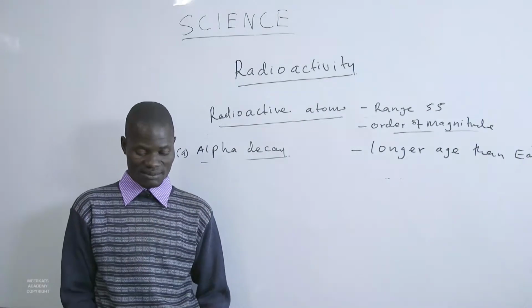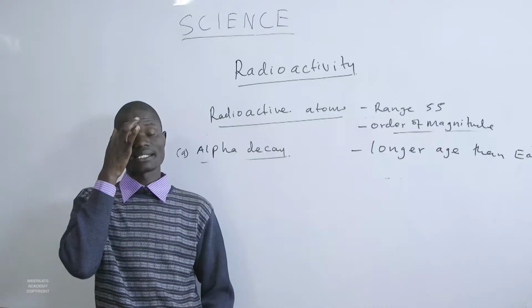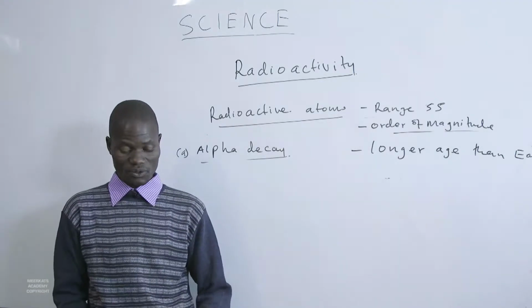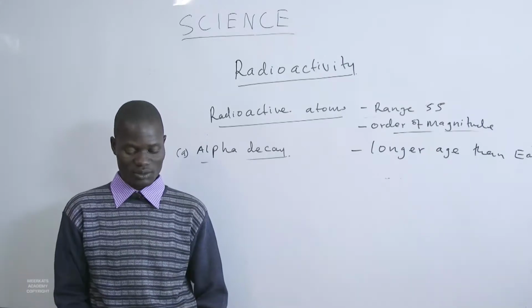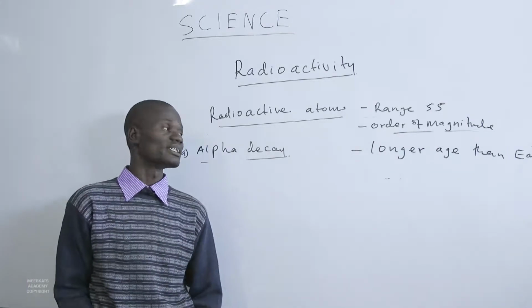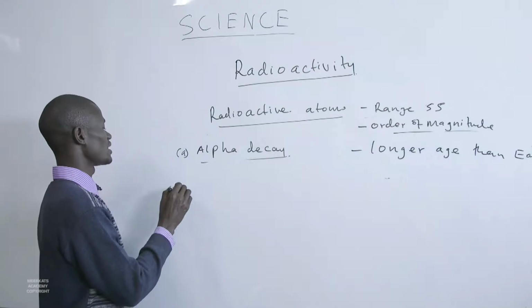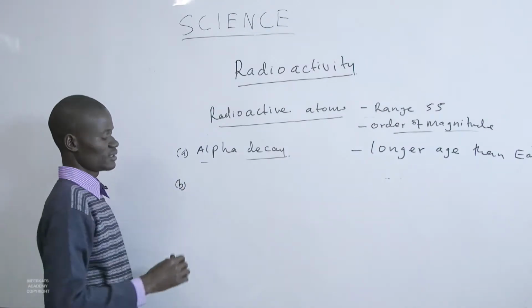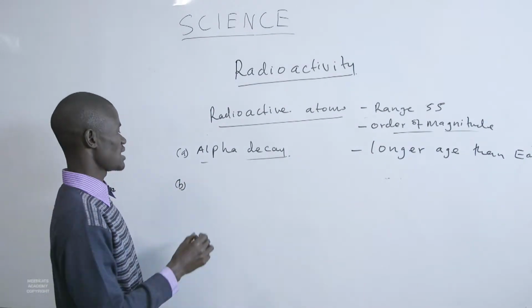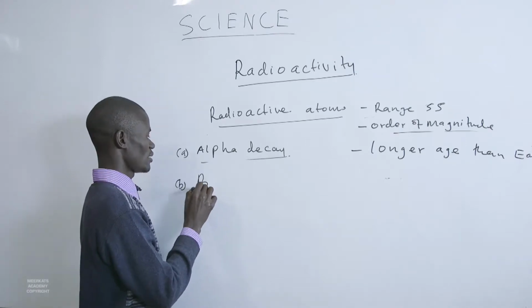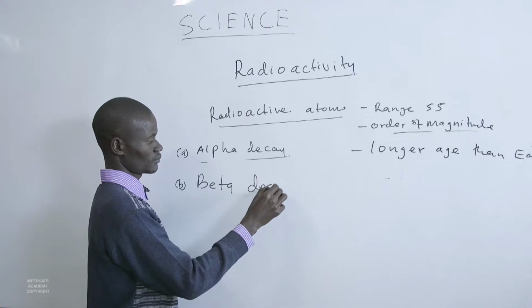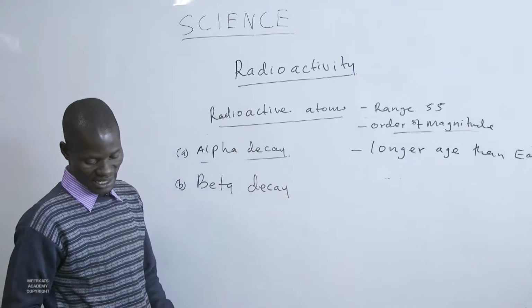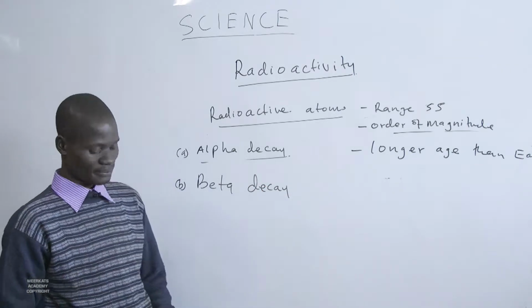From the previous example, when we look at this reactivity, we'll be able to review our questions and find out how it happens. Let's also move to the next part, that is the beta decay, or beta radioactive decay.